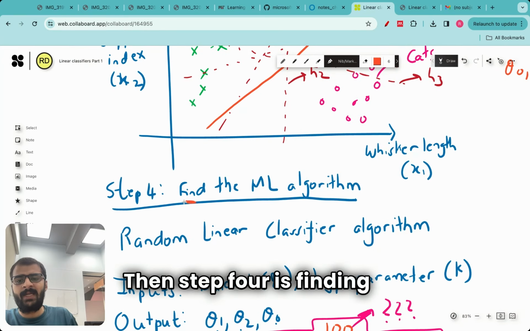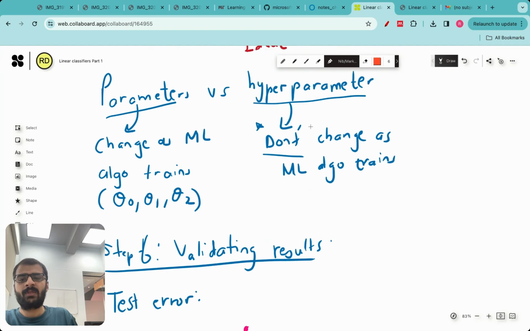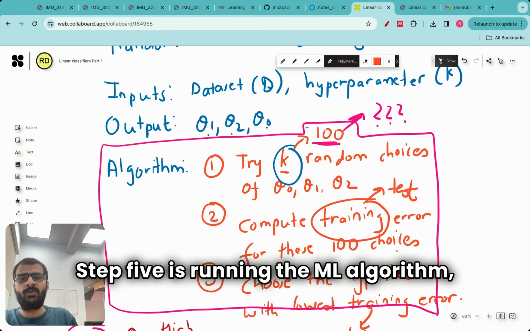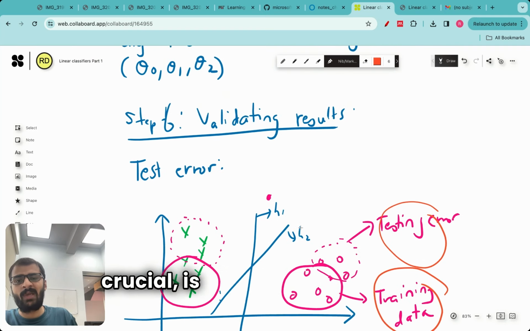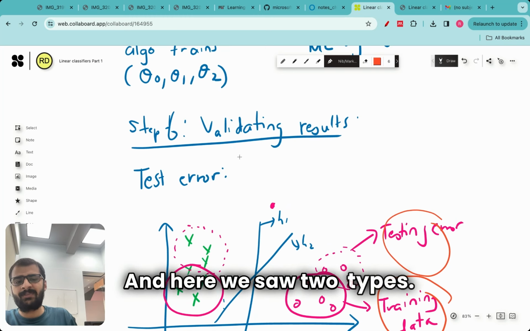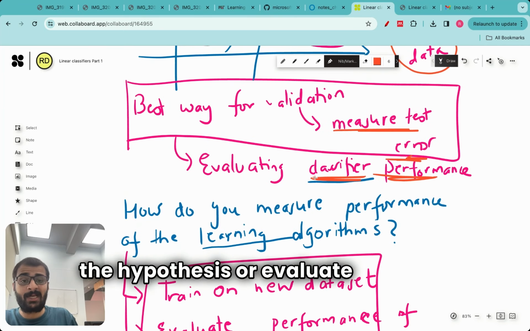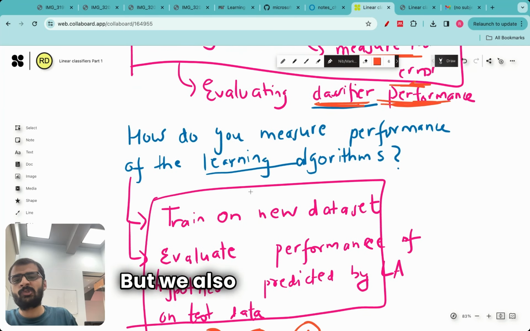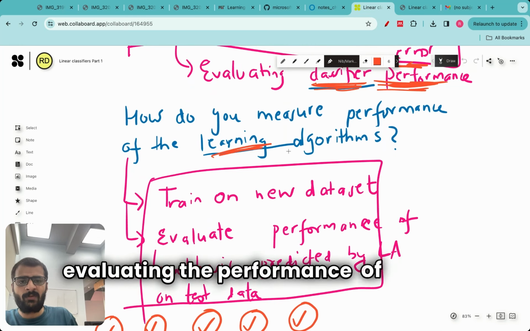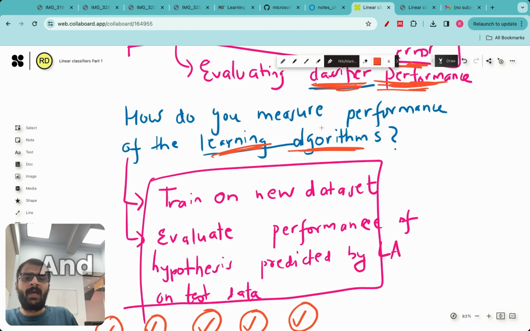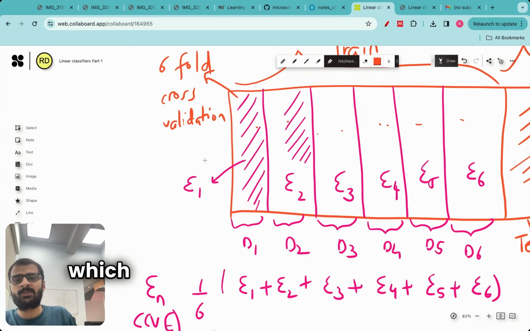Then step four is finding the machine learning algorithm, which we started out with this. Step five is running the ML algorithm, which is essentially running to choose the best hypothesis. And step six, which is extremely crucial, is validating the results. Here we saw two types. We saw testing error initially, which is the best way to evaluate classifier performance. But we also saw that there is a difference between evaluating classifier performance and evaluating the performance of learning algorithms. To evaluate learning algorithm performance, we need to employ a method called cross validation.